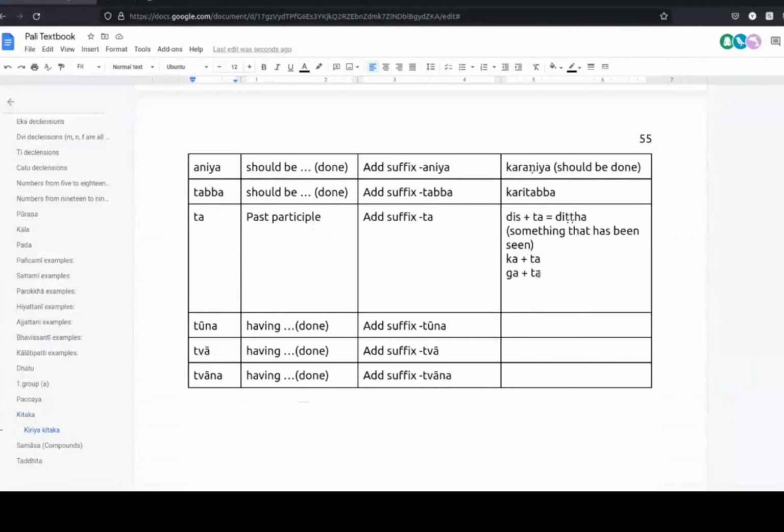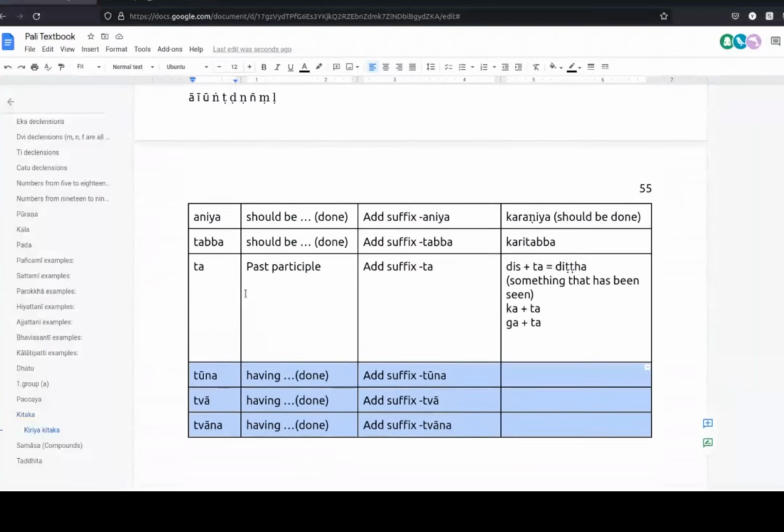Ta is the root plus ta. Tuna, twa, twana. So tuna and twana are not very common at all. Very rare. This one a little bit. This one I don't think I've ever seen. But twa we've already seen many times. And these are the gerunds. They're in regards to having done something. And we already know how they're used.